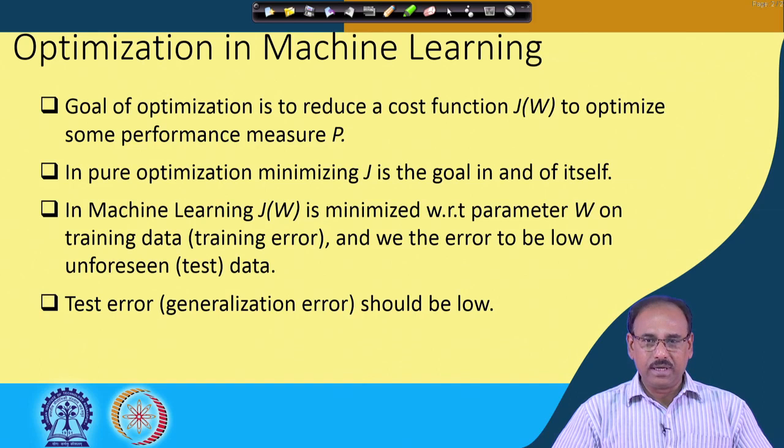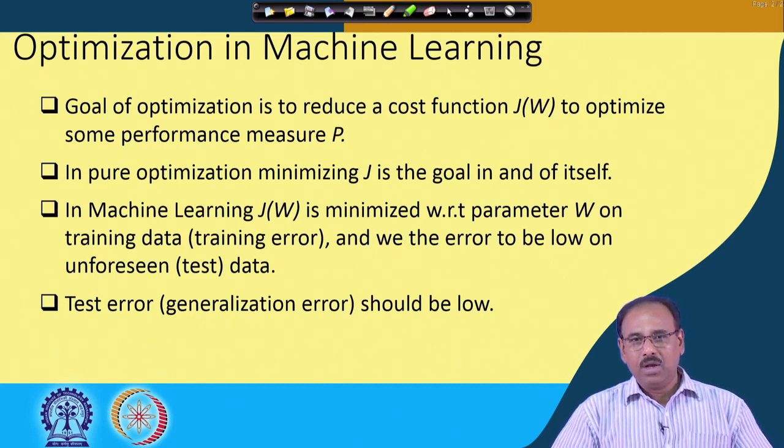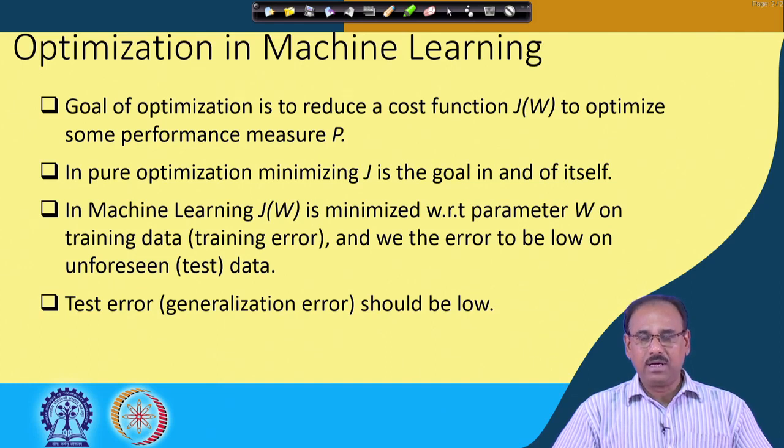And for this unknown data, the class belongingness is not really known, because if it is known, then I do not have to classify. So, though I am training the machine by minimizing the error on the training data, my aim is that the same machine has to perform well on the actual data or the test data. So, I want not only the training error to be minimized, but also the test error to be minimized.